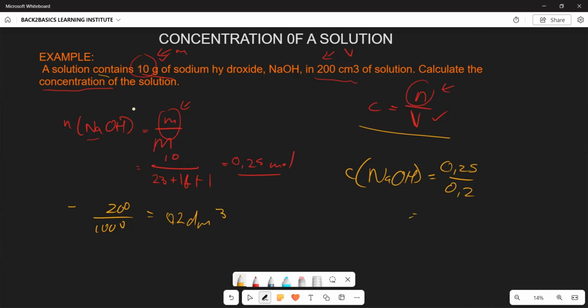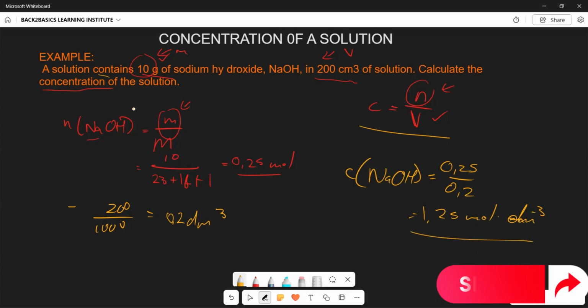So the concentration that you are going to find is 1.25 mole per decimeter cubed altogether. And this is also the unit for your concentration.